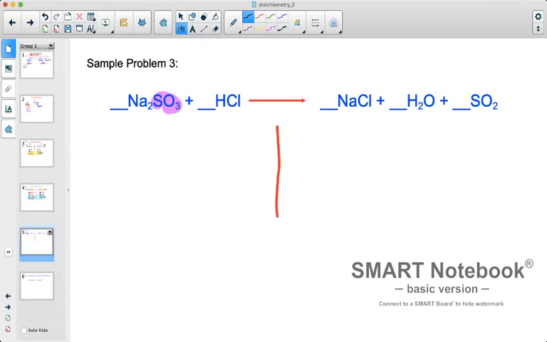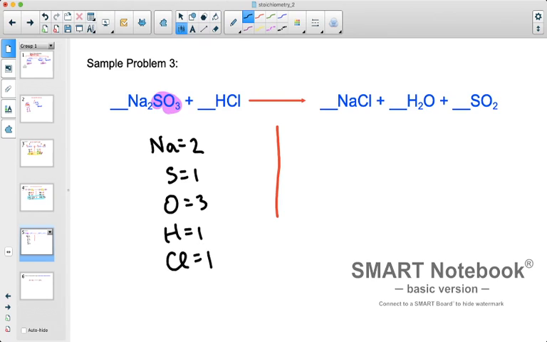So I'm just going to do my bookkeeping. I have 2 sodium. I have 1 sulfur. I have to separate it. Oxygen, I have 3. Hydrogen, I have 1. And chlorine, I have 1.